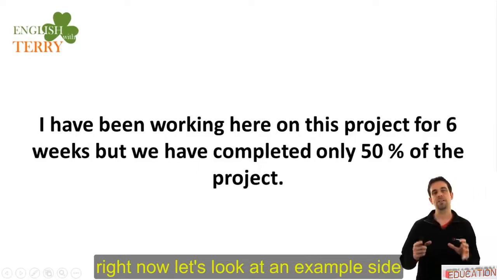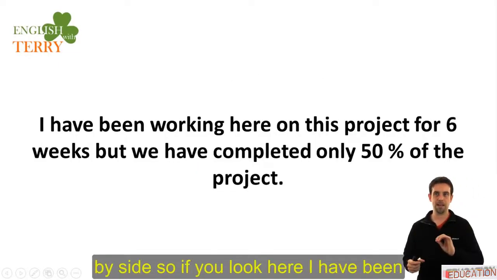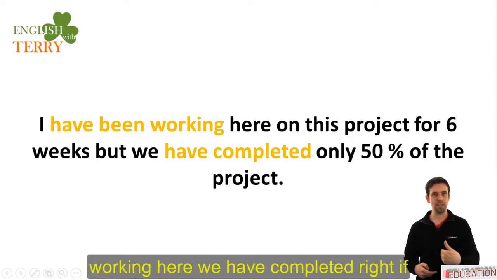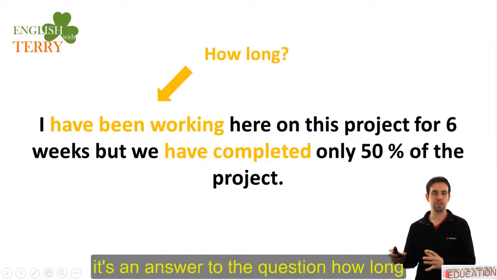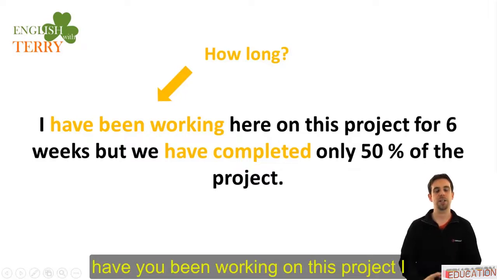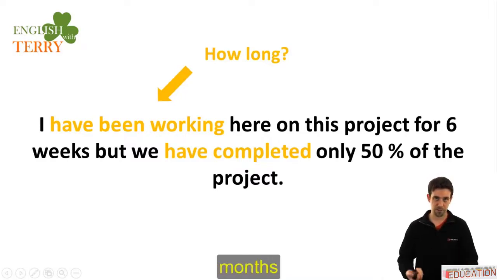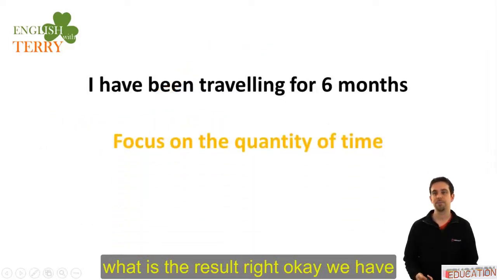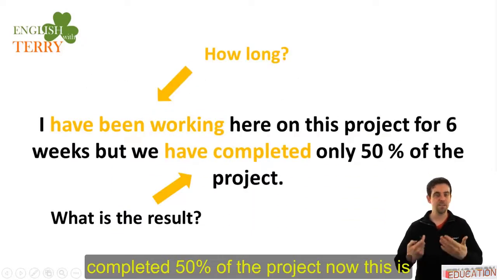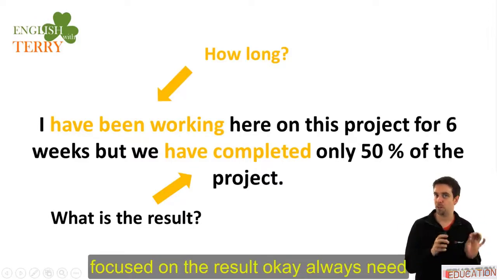Now, let's look at an example side by side. So if we look here, I have been working here, we have completed, right? If you look at the first one, it's how long? It's an answer to the question, how long have you been working on this project? I have been working on this project for 6 months. What is the result, right? Okay. We have completed 50% of the project. Now, this is focused on the result, okay?